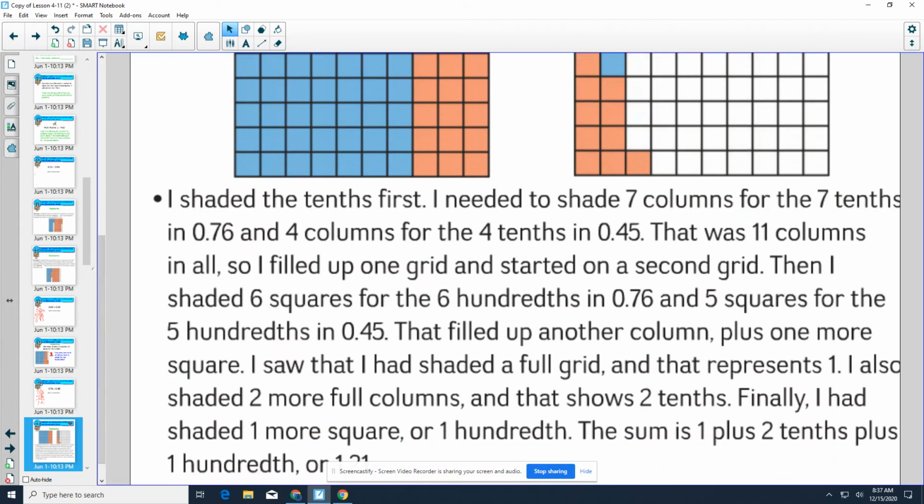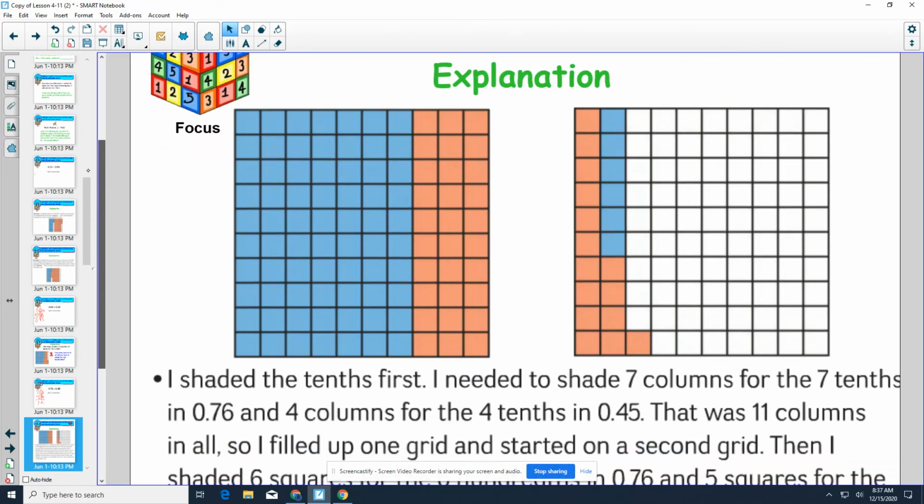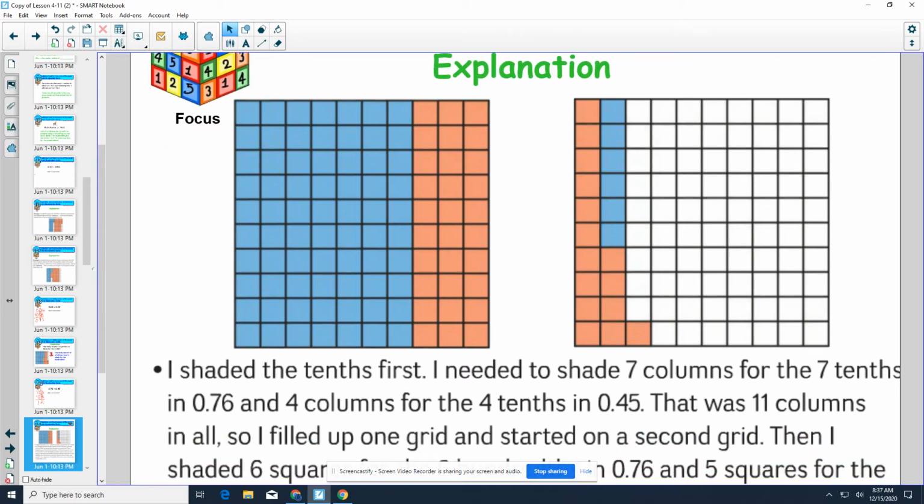Right, so I shade the tenths first. I need to shade 7 columns for the 7 tenths and 76 hundredths, and 4 columns for the 4 tenths and 45 hundredths. That was 11 columns in all, so I filled up one grid and started in the second grid. Then I shaded 6 squares for the 6 hundredths and 5 for the 5 hundredths. So you can see how they did it there. If you want to keep all the colors the same and then spill over, you can do that as well.